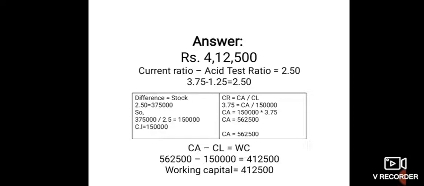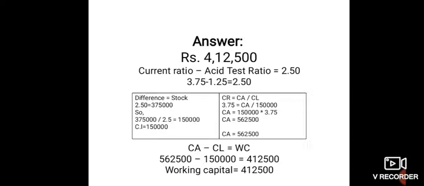If we find the difference, then the difference is equal to the stock amount, 3,75,000 divided by 2.5. That amounts to 1,50,000. So that is treated as current liabilities. Next, we have found the current liabilities.